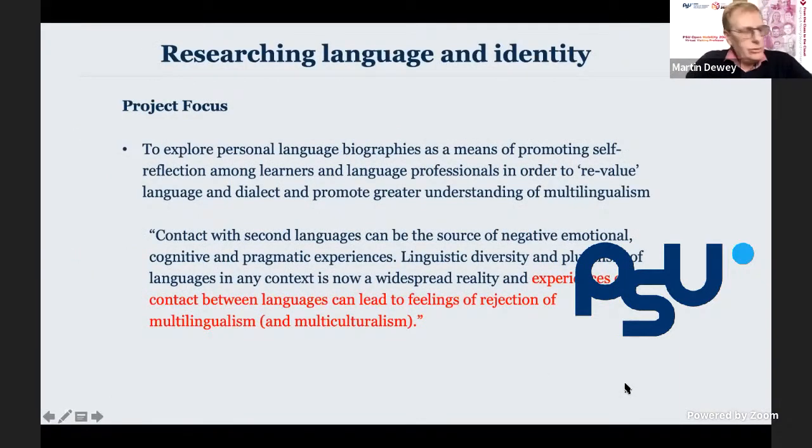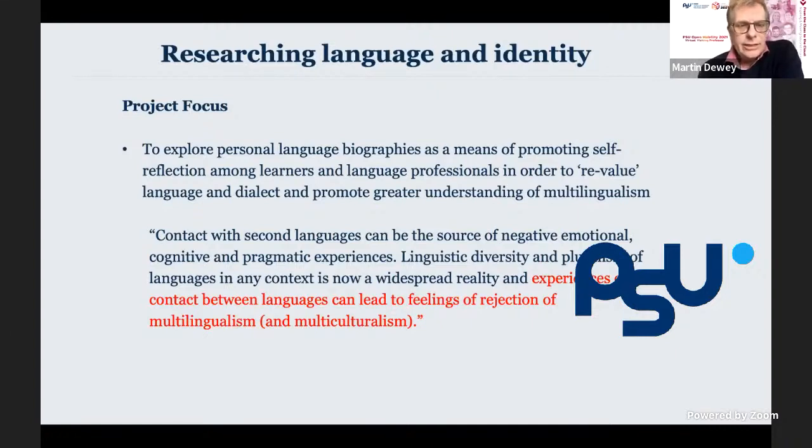So what I'm going to do now is show you some examples from a research project where the focus of the project was looking at the connection between language and identity. This was a European funded project that I was involved in with King's College London and another 7 universities across Europe. So we had partner universities in Italy, Sweden, Portugal, Poland, Romania, and France. So it was a large European project.